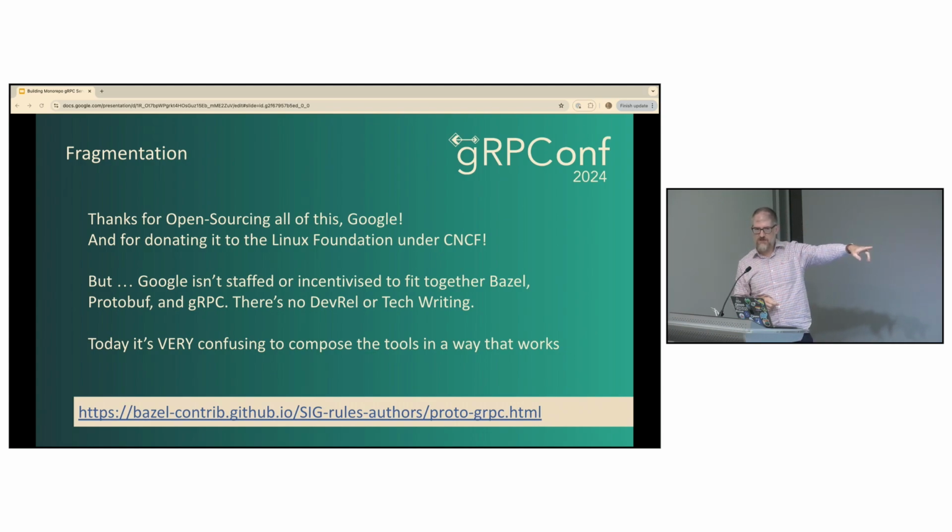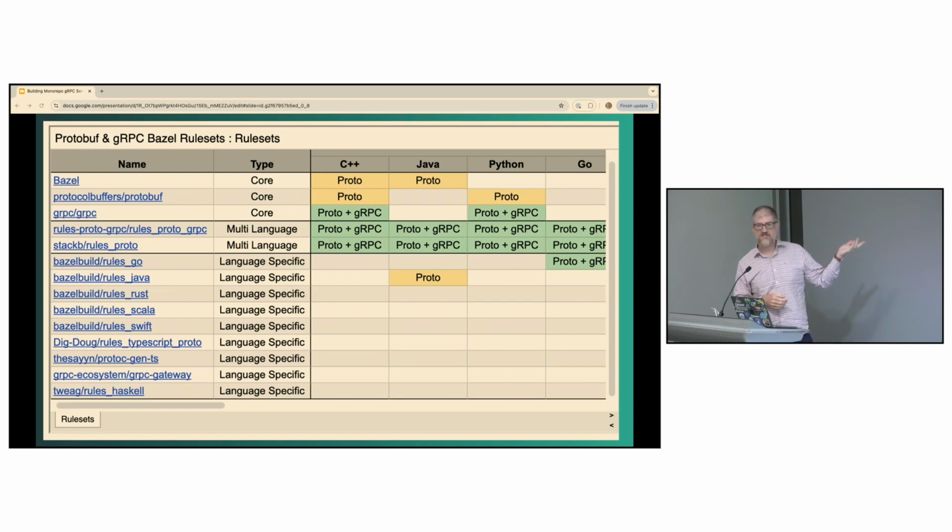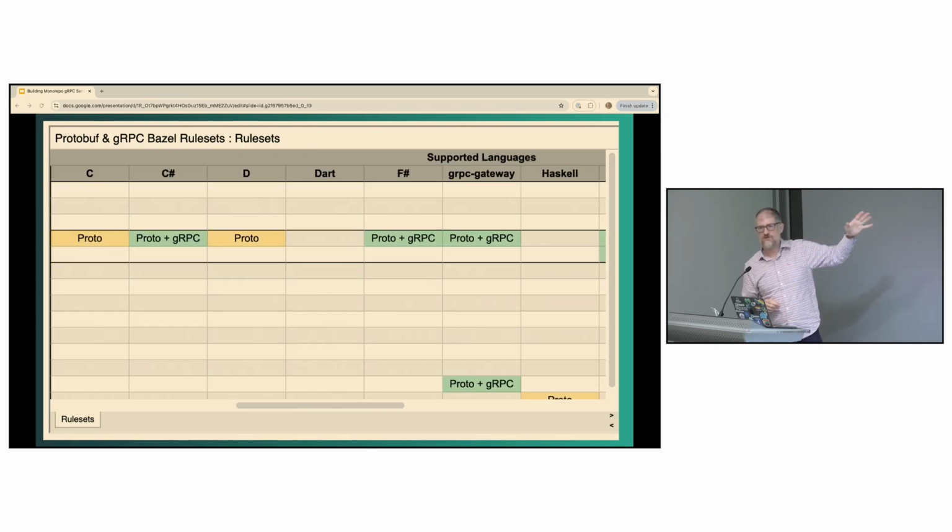I spent some time in a special interest group that we formed under the Bazel umbrella to try to solve this problem. The solution that we came up with was this spreadsheet that tries to give you some idea of which things you should use for which languages. This is only part of the spreadsheet. I can continue going to the right here.